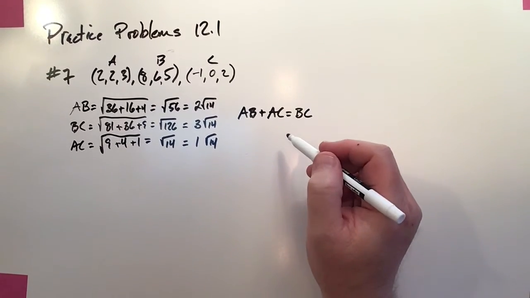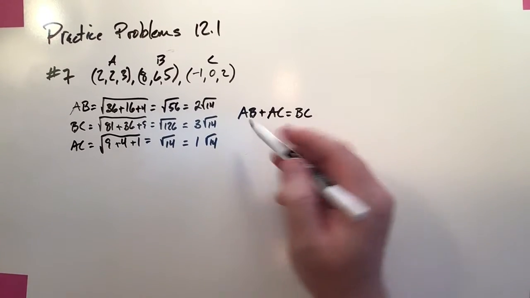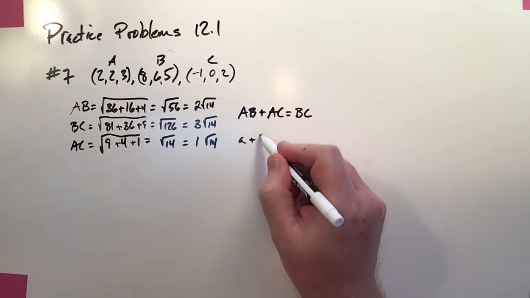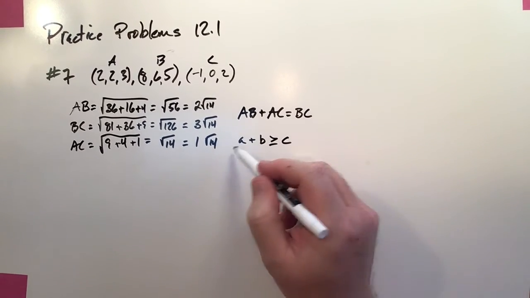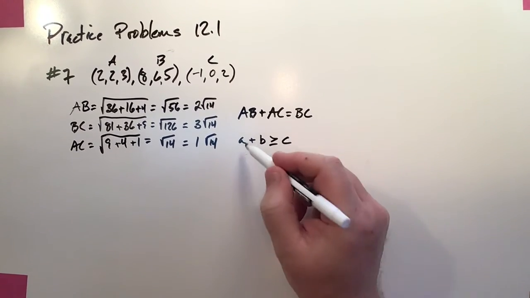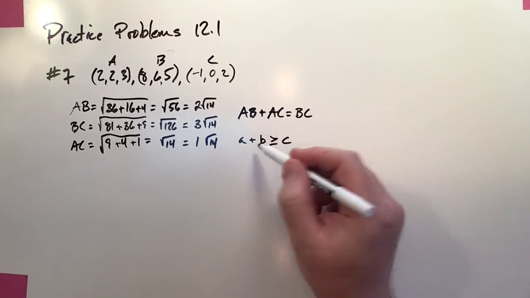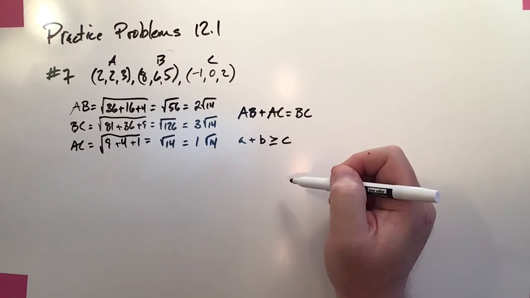There's this thing called the triangle inequality theorem, and it basically says if A, B, and C represent 3 sides of a triangle, then A plus B has to be greater than or equal to C. That is, the sum of any 2 sides has to at least be the length of the 3rd side. If they don't quite make it, then of course the triangle won't be a triangle, because 2 of the sides added up won't be as long as the 3rd side.